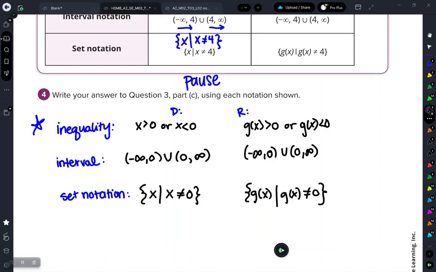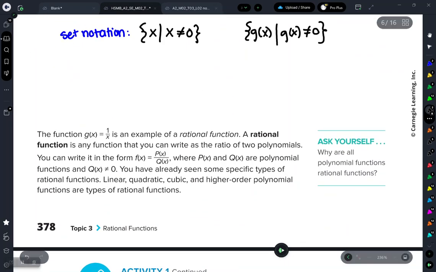Okay, go ahead and check your answers. Pause it if you need to read through the answers. But pretty much this one was just replace the 4 with the 0. So then next, they finally give you a definition of what is a rational function.